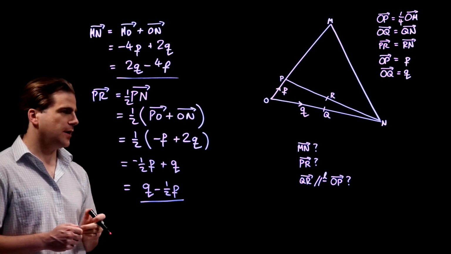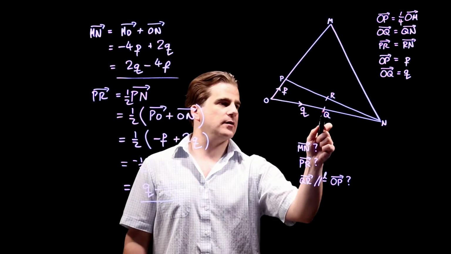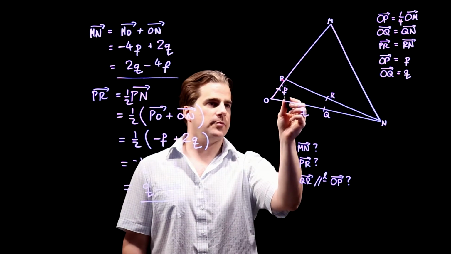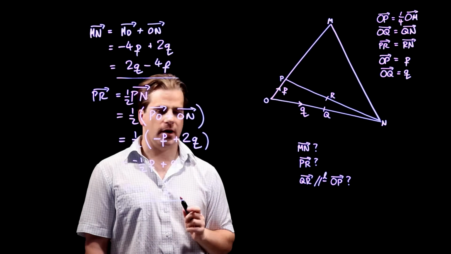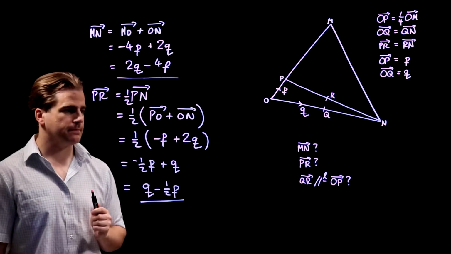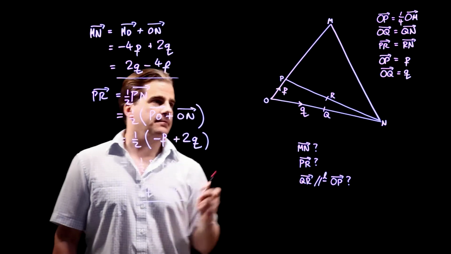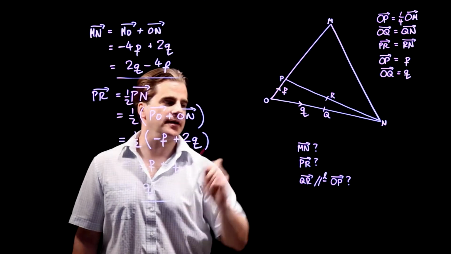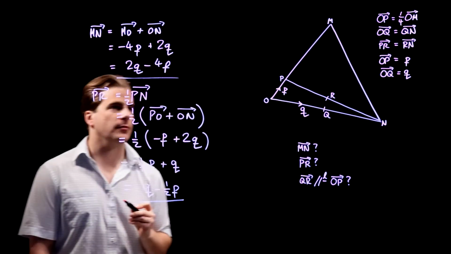Finally, we have to show that Q to R, going from there to there, is parallel to O to P. Right. Well, we know O to P. O to P is just P, little p vector. So what's Q to R? We need to work that out.